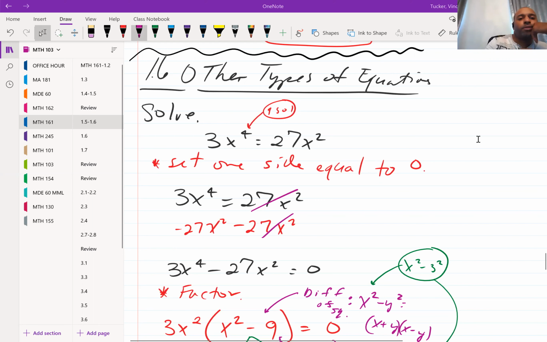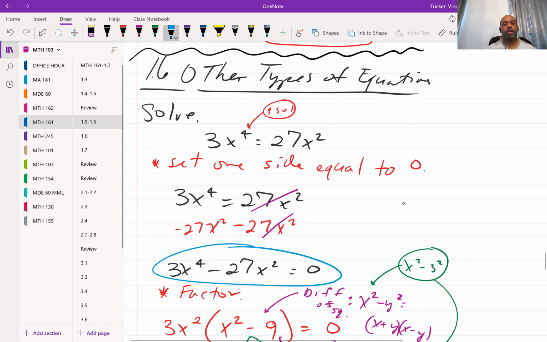First equation that we have presented before us is 3x to the fourth equal to 27x squared. First thing we would like to do here is set one side equal to 0. So we'll subtract 27x squared from both sides. And that'll give us 3x to the fourth minus 27x squared equal to 0.